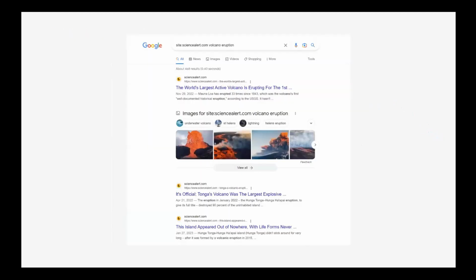Basically, I start to build my target list by using this site search on Google. When you do that, you can identify news agencies you want to send your release to. So, site sciencealert.com. For example, we have a volcano eruption study, so I try to look for that. And then all the stories about the topic will appear. So I try to look for the authors of those stories and check them out on Twitter.